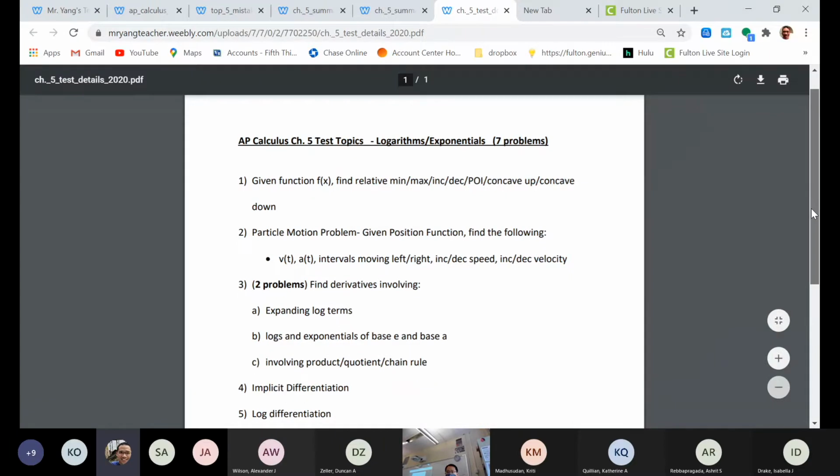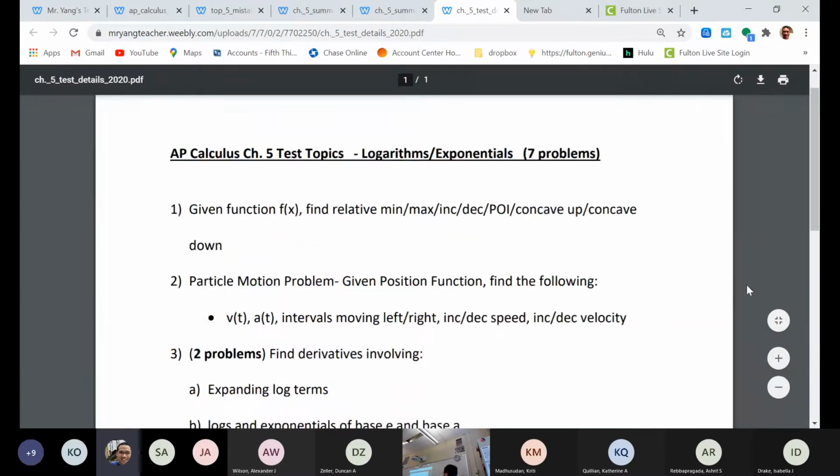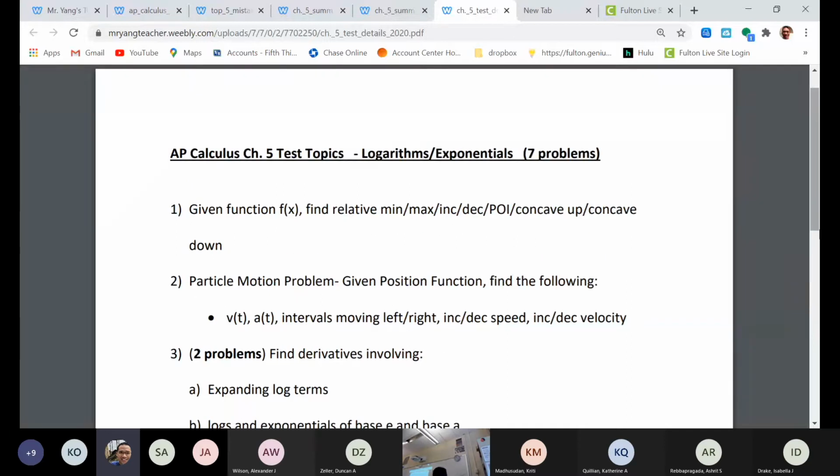Okay, so this is on today's link as well. So we're gonna have 2 extended problems. The first one is similar to the one that we did on Friday, where you're given a function and you have to find the first derivative. You've got to create a derivative sign line, find relative max, relative min, increase, decrease.